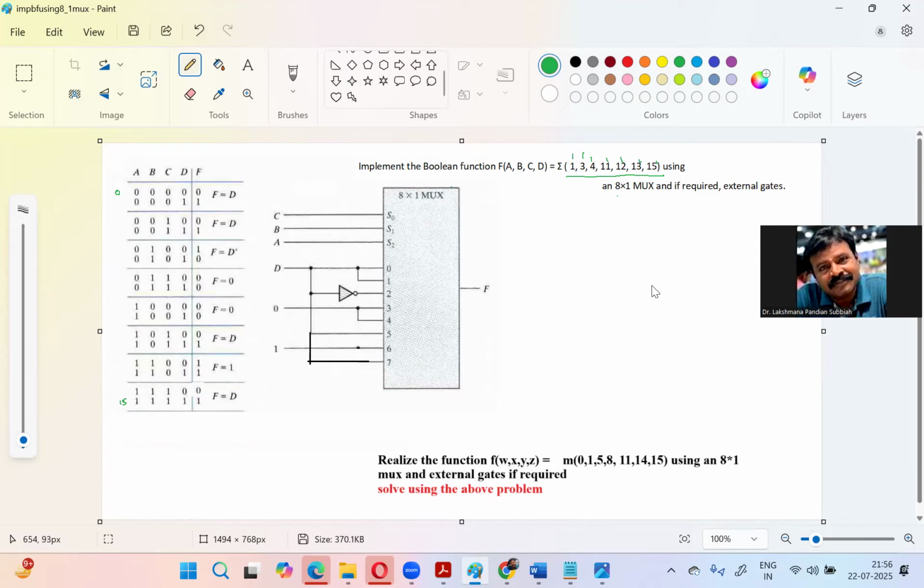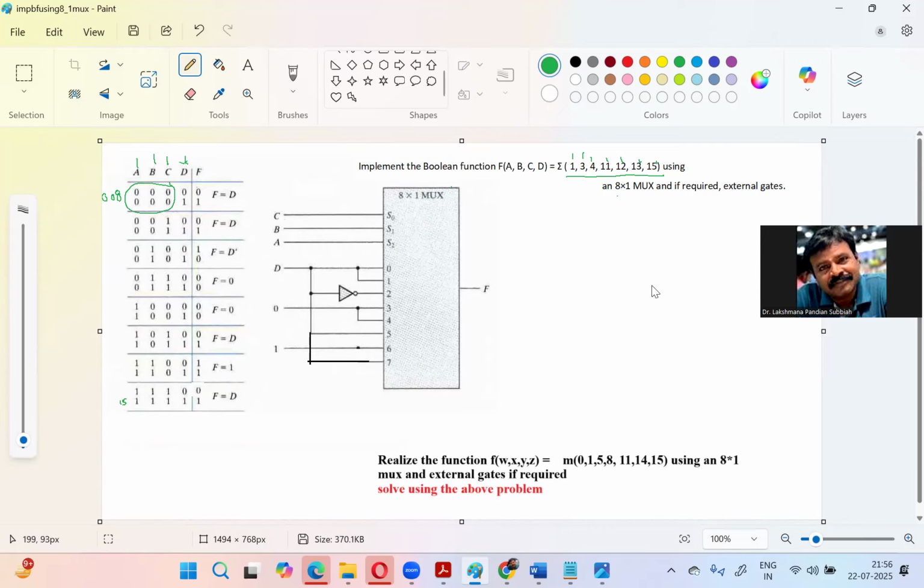Then here, this is the 8x1 multiplexer, which has 3 selector lines. So the first 3 digits of A, B, C, D, from the MSB, are connected to the selector lines, and the fourth, D, is used for the output. Now for F, consider the selection 000. For 000, the output depends on D.